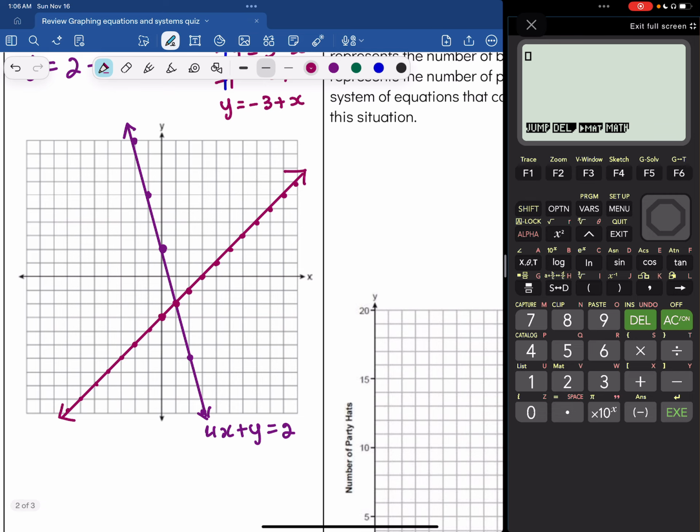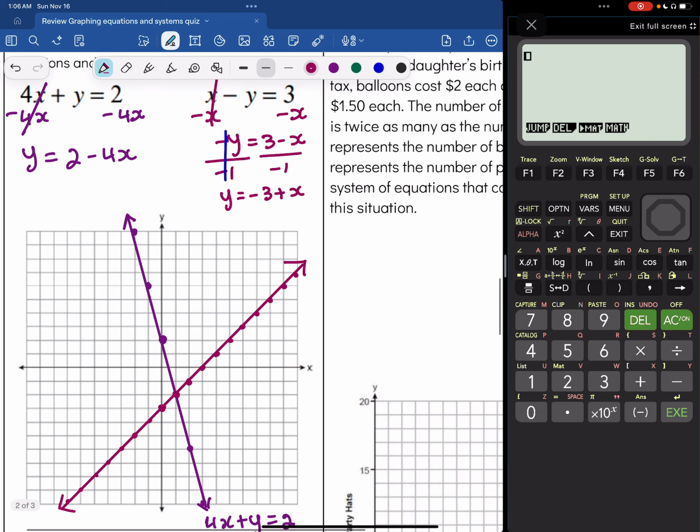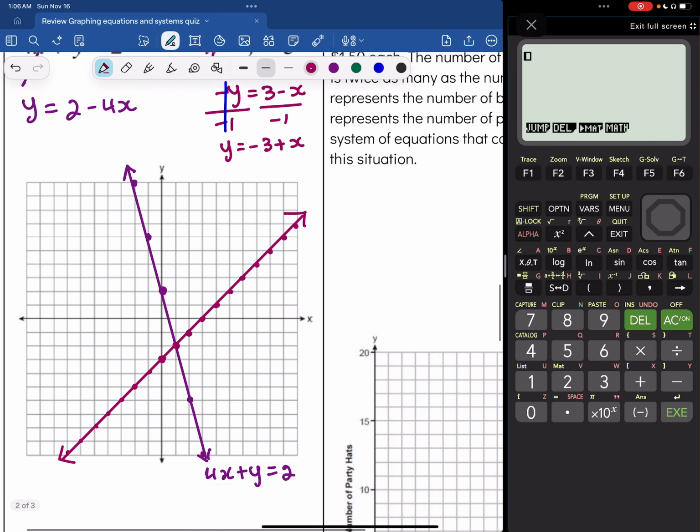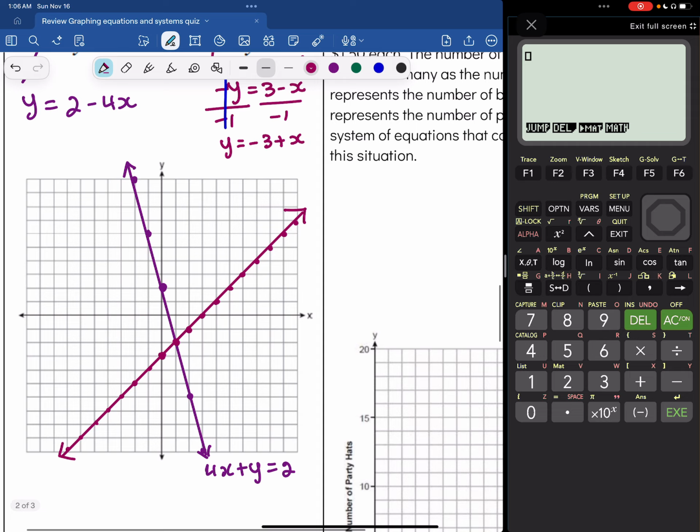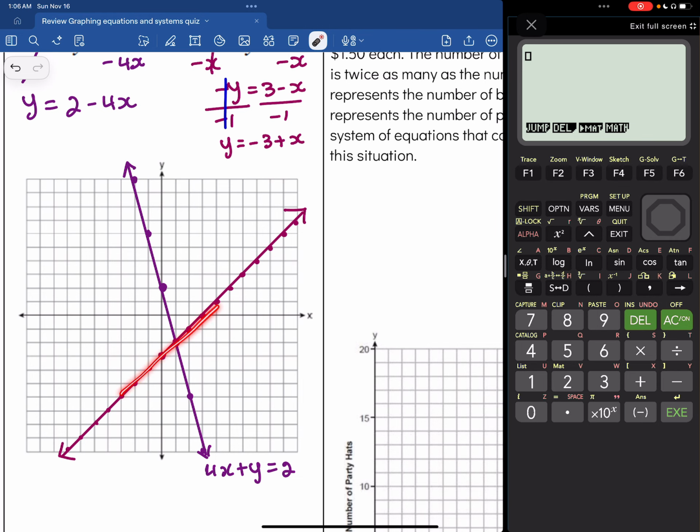Since we labeled the purple line, we don't need to label the pink line because we know that if the purple is 4x plus y equals 2, obviously the other line would have been x minus y equals 3. And identifying the solution, well, the solution is the point where the lines intersect, right? It's the intersection point, which is right here. What's the value of that point?